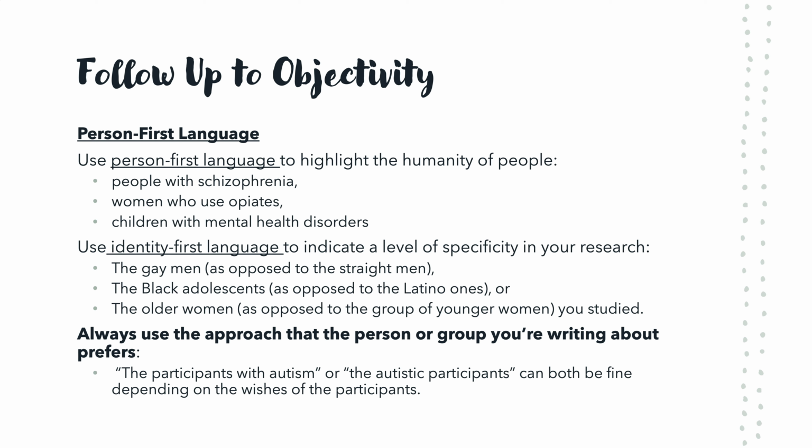This is a particularly salient point when referring to people within the autism community. Many people prefer that they be labeled with identity first, and if that's what they ask of you, that's what you should do. So the participants with autism would be person-first language, or the autistic participants would be identity-first. They both can be right depending upon the wishes of the participants.